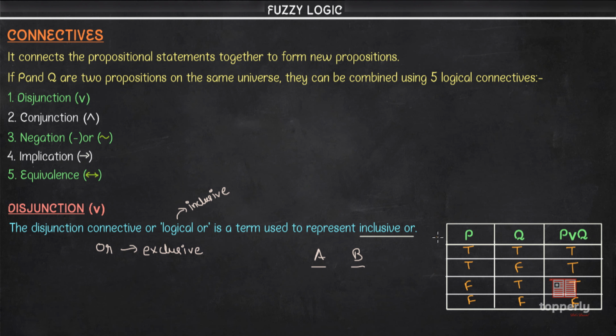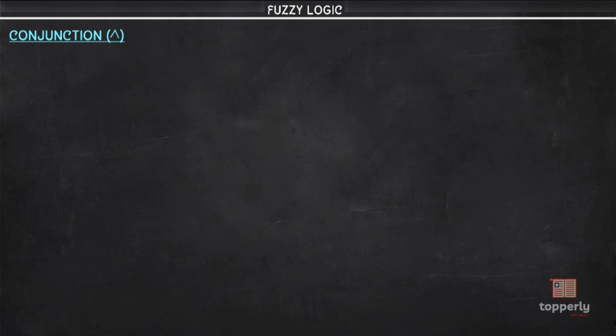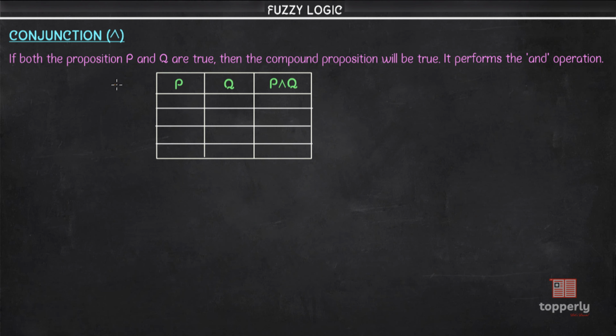Next, we'll move on to conjunction. In the case of the conjunction connective, if both propositions P and Q are true, then the compound proposition will also be true. So technically we can say that this performs the AND operation or the intersection operation. Let's take a look at the truth table. Initially we'll put true, true, false and false, and here we have true, false, true and false.